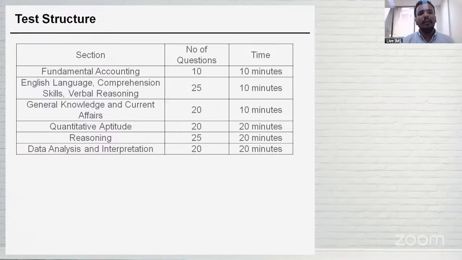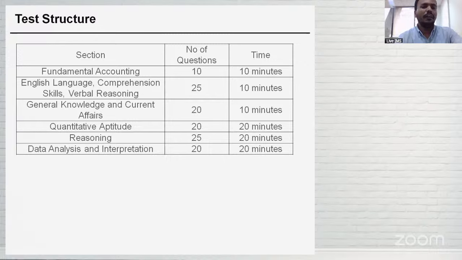So I believe many of you have attempted the Christ mocks, and you are aware of how many questions will be there in each and every section. From fundamental accounting, there were 10 questions, and the time for that particular section was 10 minutes. Moving ahead to English language and comprehension skill, verbal reasoning, there were 25 questions, and the time limit was 10 minutes.